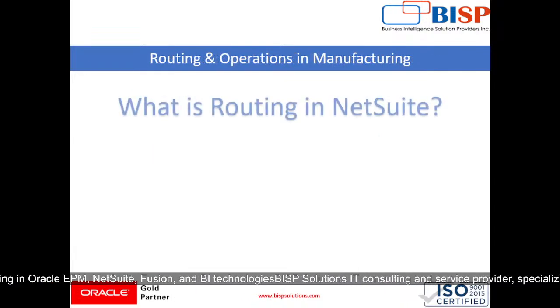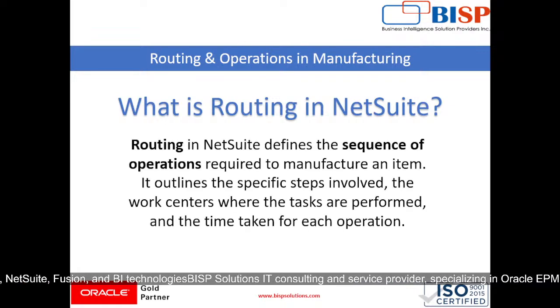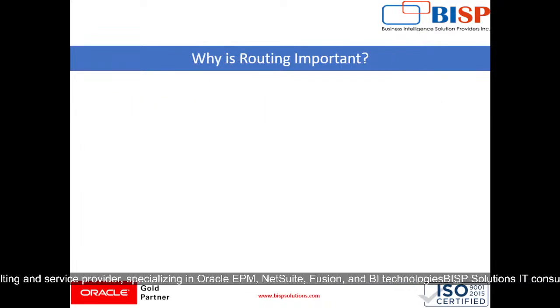Routing and operations in manufacturing. So what is routing in NetSuite? Routing in NetSuite defines the sequence of operations required to manufacture an item. It also outlines the specific steps involved, the work centers where the tasks are performed, and the time taken for each operation. So in simple terms, routing is the roadmap that guides production, and operations are the individual tasks or steps performed at each stage.